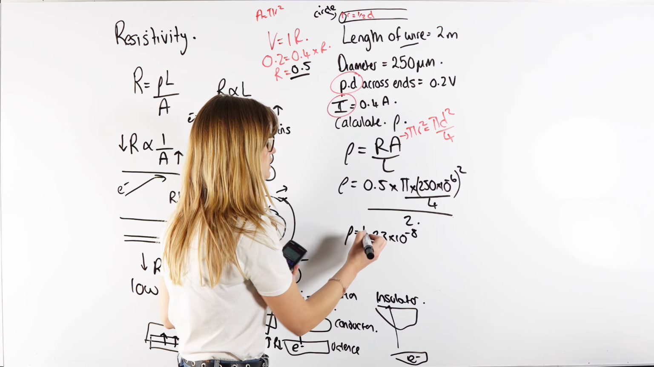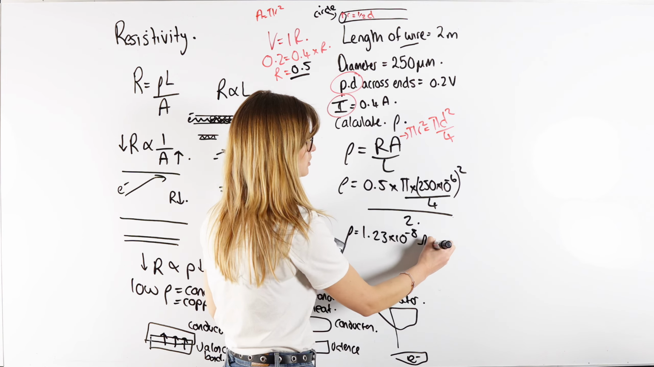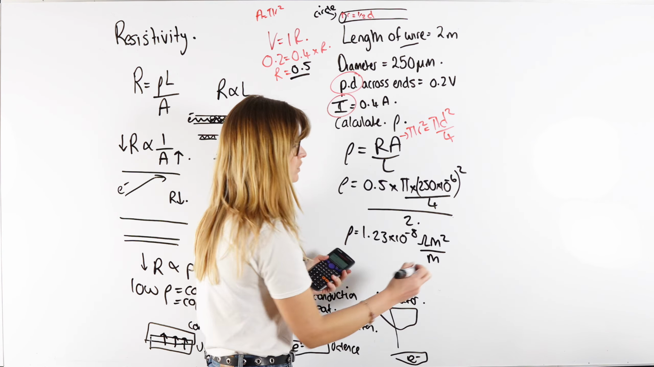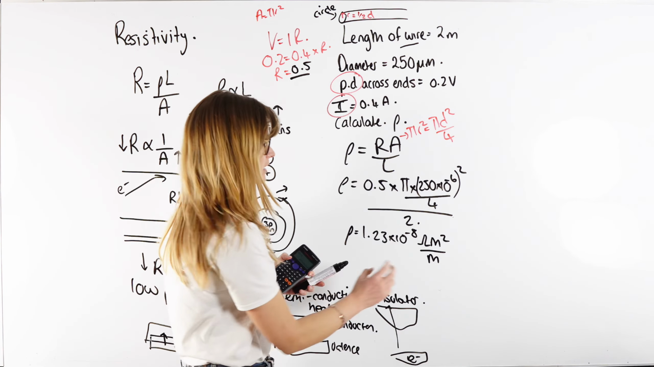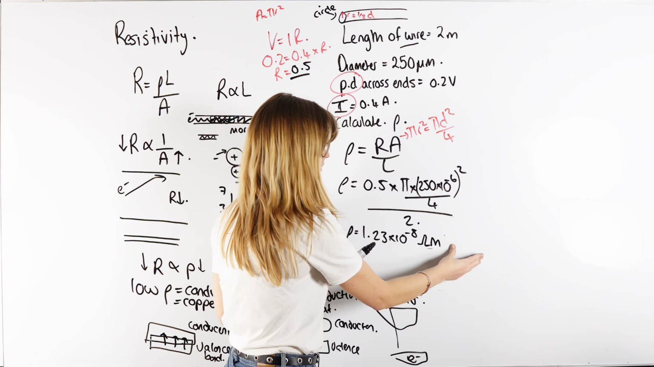If we want to find what the units for resistivity are, we did a resistance, which is in ohms, times an area, which is in meters squared, divided by a length, which is in meters. So hopefully you can see a meter squared over a meter is going to cancel to leave me with ohm meters.